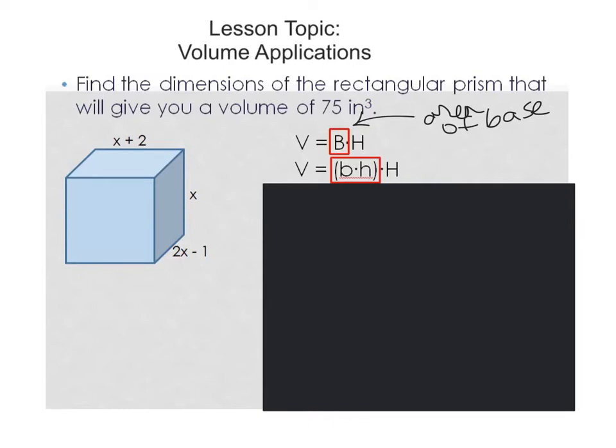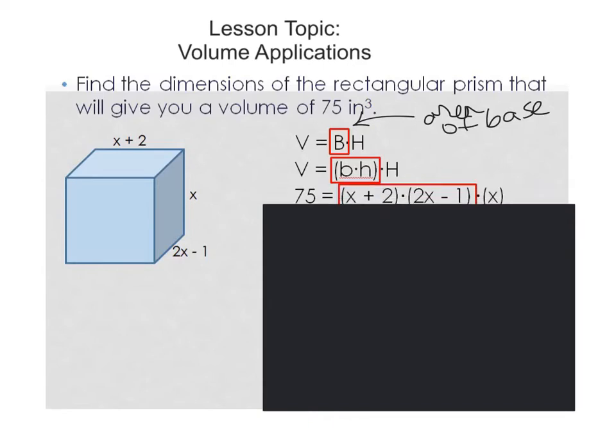Okay? All right, so again, what we'll do here is we'll fill in everything we know. So we know that the volume itself is 75 cubic inches, so we'll put 75 in for the volume. And then we know that base times height of the base, and then times the height of the prism. So this would be the length of the base, so that's x plus 2. This will be the height of that base, 2x minus 1, and then the height of the entire prism is x. Remember, another way to think about volume of a rectangular prism is just length times width times height, which is what we've done. So now, what do we do to solve this?